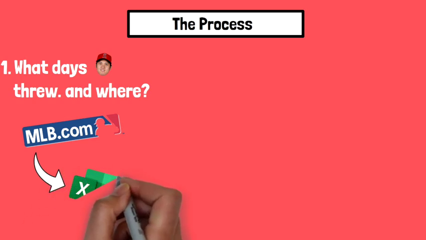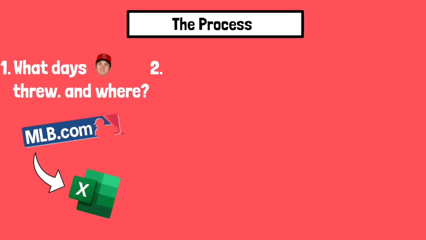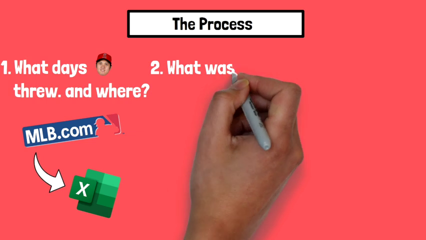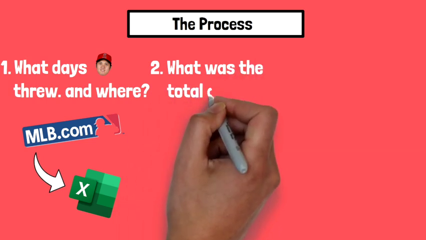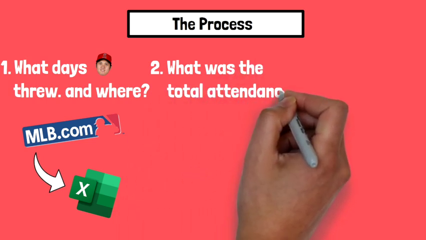With that information, all I needed to do is copy down the important bits into Excel so I could move on to step 2. Step 2 then is to determine the attendance of each of the games that Shohei pitched in. This took a few extra clicks, but again wasn't that challenging.